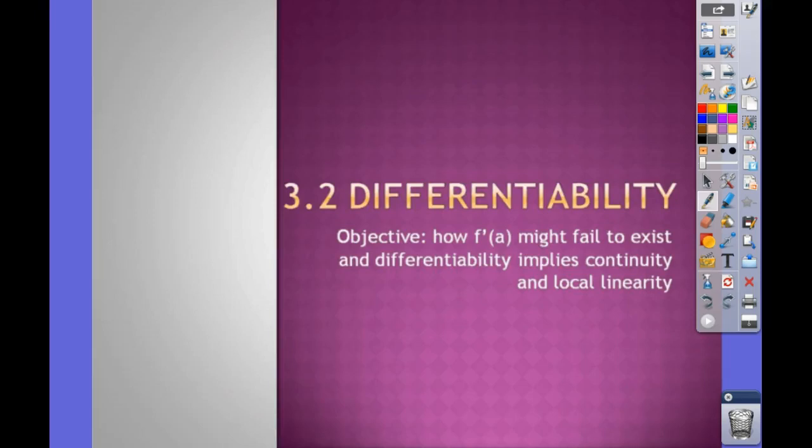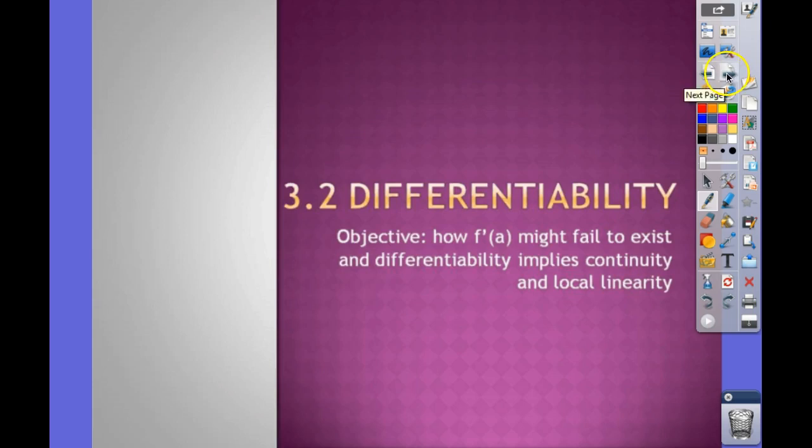Differentiability. We hinted at differentiability yesterday, when we talked about left and right hand derivatives. We talked about the fact that that one piecewise function, x squared and then 2x, wasn't differentiable at x equals 0. But we didn't go into why. That's what we're going to do today: why aren't functions differentiable at all points in their domain.